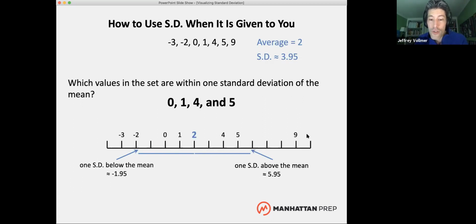Like 9's too far, right? You can't get there with 1 arm's reach. Maybe if I had 2 of these arms, I could reach it. And same thing with -2 and -3. They're just out of reach. They are more than 1 standard deviation away from the average, or from the mean.